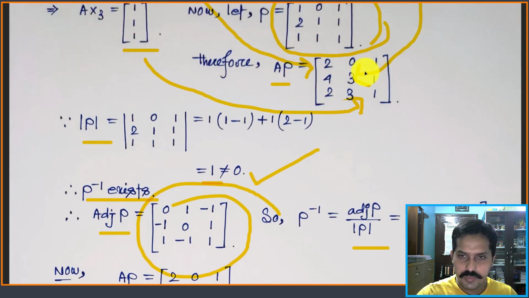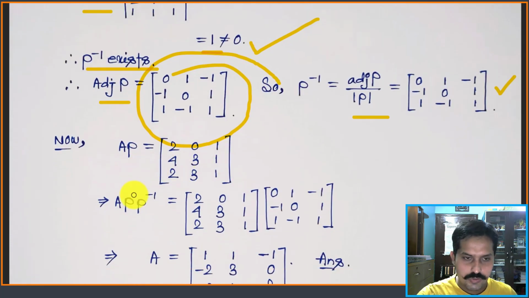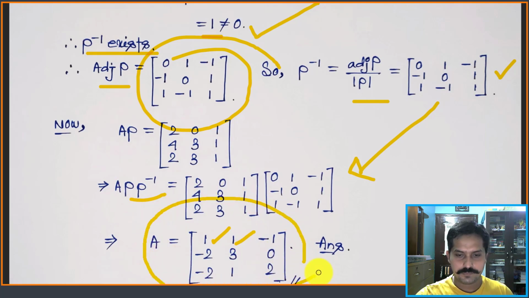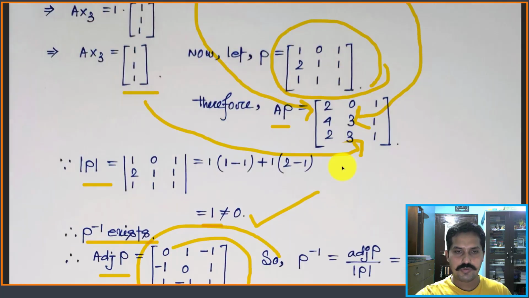Now see, we have AP equals this, so multiplying both sides by P inverse from the right, that is AP into P inverse equals this into P inverse. Okay, so AP into P inverse equals this AP, and P inverse is this. Then on the right hand side you have to do matrix multiplication, means 2 into 0 plus 0 into minus 1 plus 1 into 1 is 1, then 2 into 1 is 2 plus 0, then 1 minus 1, that is 1. Okay, that is the row into column method, and we know P P inverse is I, so A equals this. So this is A.